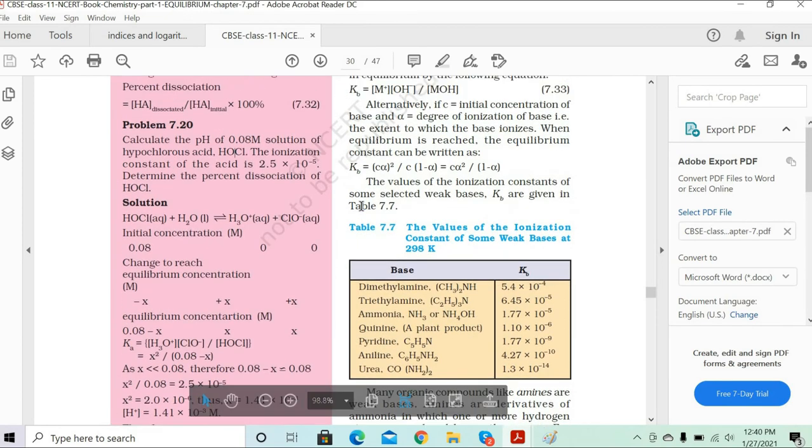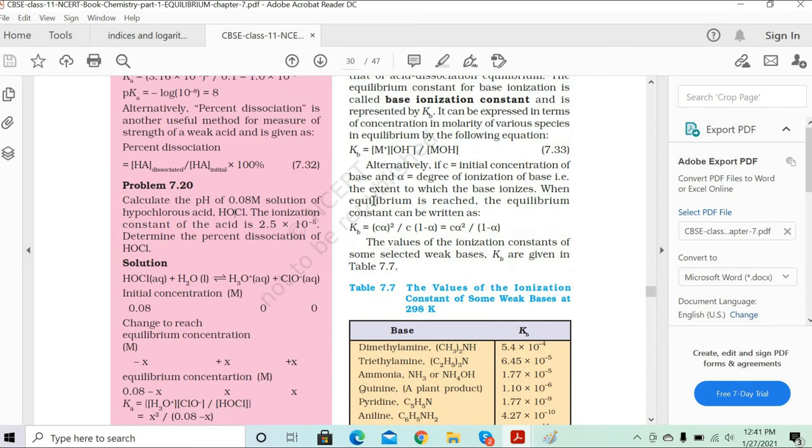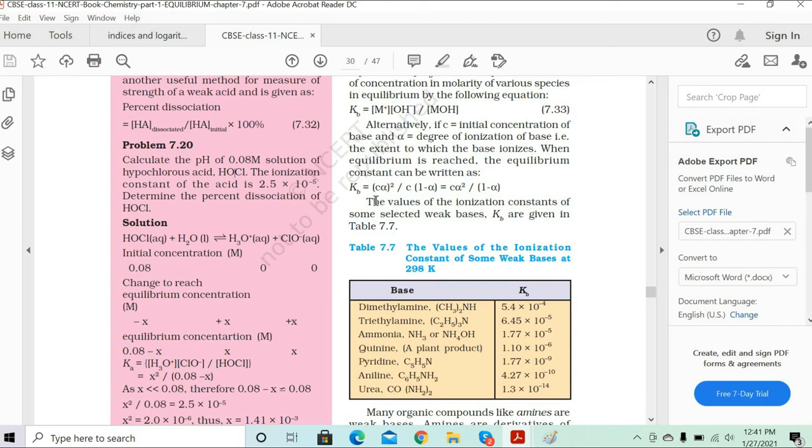Once we are done with this, you understood, right? The equation of the percentage dissociation. So how to calculate the percentage dissociation? Okay, now let's go to 7.20. Calculate the pH of the 0.08 molar solution of hypochlorous acid, HOCl, and the ionization constant of the acid is 2.5 × 10⁻⁸, correct? And determine the percent dissociation of the HOCl. Is it clear to you how to do the question? Yes, sir, clear. Okay, let's try it out now.